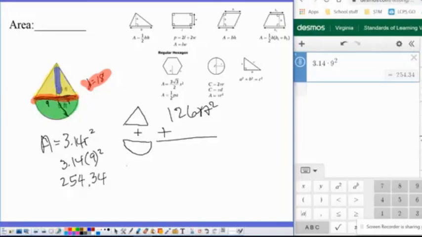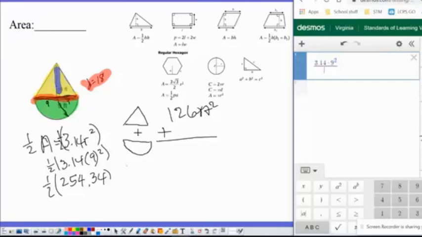So that would be the area of the entire circle, but I want to take half of that area, so I need to take half of both sides of that equation. Remember, formulas are equations. Okay, so I would take that entire amount and divide it by 2. And then I would get 127.17 feet squared.